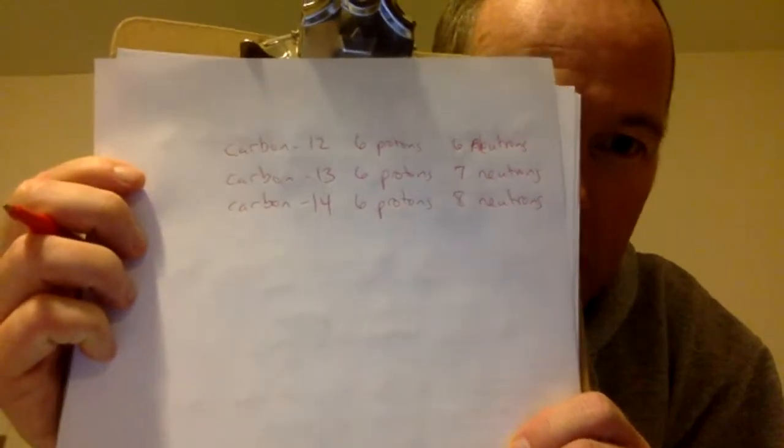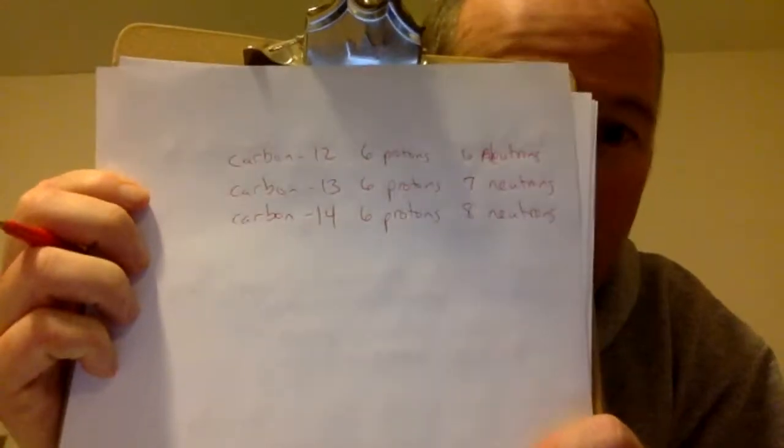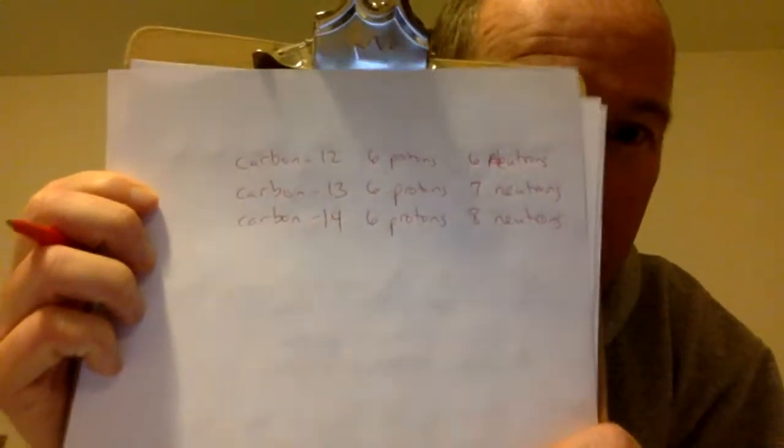So we would get that by taking the mass and subtracting the atomic number. So in the case of our carbon isotopes, and sorry, it's a little messy here, we have six protons and six neutrons in an atom of carbon 12, six protons and seven neutrons in an atom of carbon 13, six protons and eight neutrons in an atom of carbon 14. So again, isotopes are different forms of the same atom, different atoms of the same element, that have different neutrons and therefore different mass numbers.